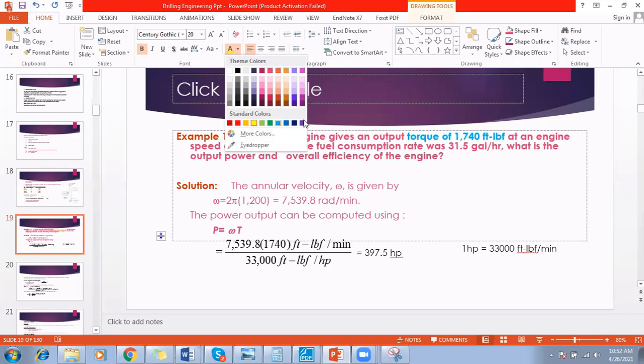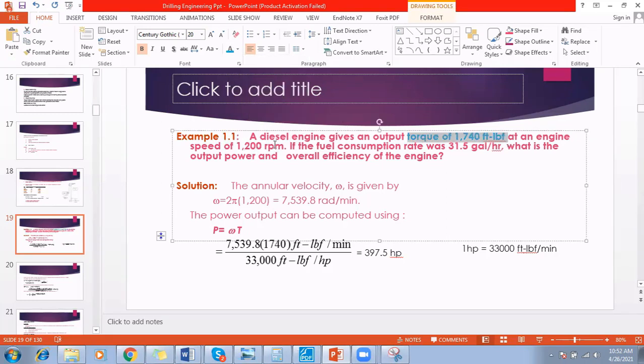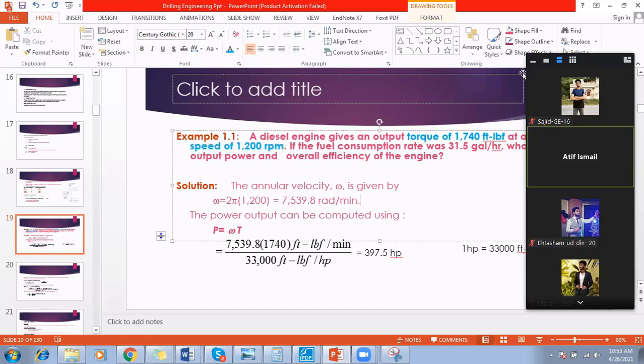So a torque is given, and the other thing is RPM, which is the value of n. Thirdly, we have the consumption rate. So what was the consumption rate? The consumption rate is the variable WF. Now what we need to do is calculate the output power and the overall efficiency. So these are the two things that we need to calculate at the moment.